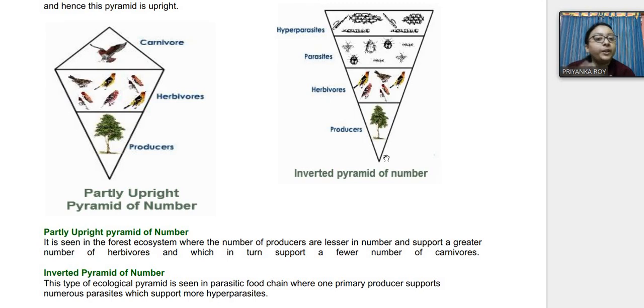So the pyramid of numbers can be of three types: upright, partly upright, and inverted. But the pyramid of energy can only be upright because the energy flow is always decreasing as we go higher and higher.